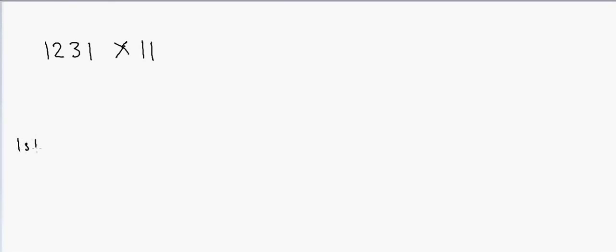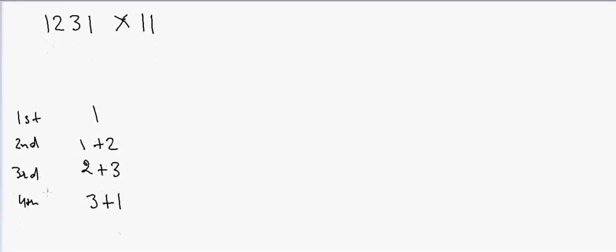So the first digit will be equal to 1, second will be equal to 1 plus 2, third will be equal to 2 plus 3, and fourth will be equal to 3 plus 1, and then we are left with the fifth, which is equal to 1. So the answer will be equal to 1, 3, 5, 4, 1. So answer is 1, 3, 5, 4, 1.